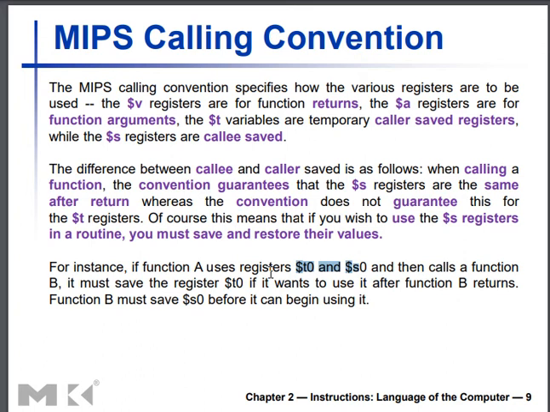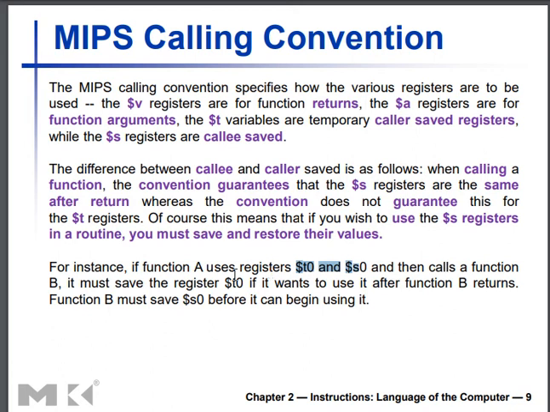What it has to do is save the register T0 if it wants to use it after function B returns. So you need to save the register T0 in case you would like to use that register after coming back from procedure B. And function B has to save register S0 before it begins to use it. So this is the idea.